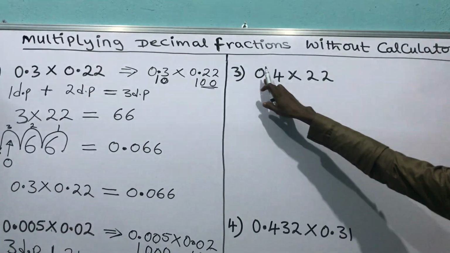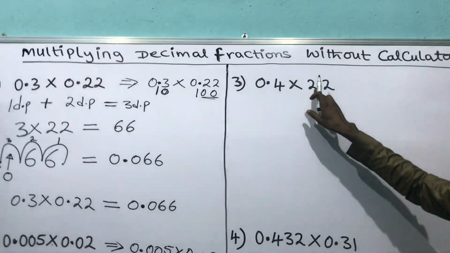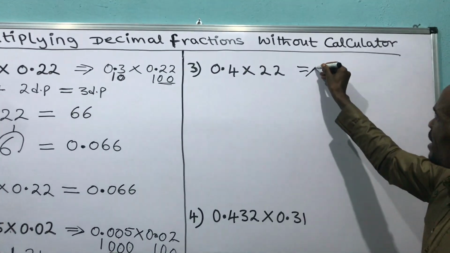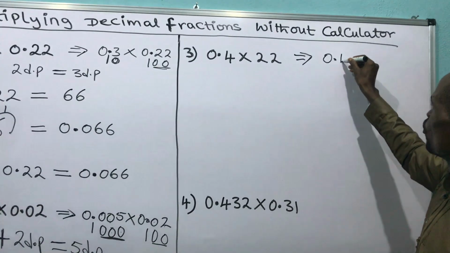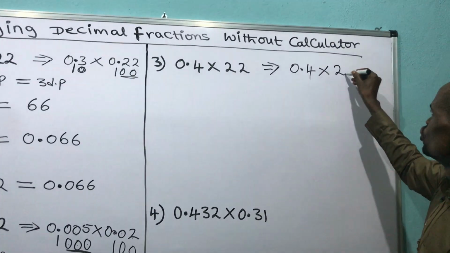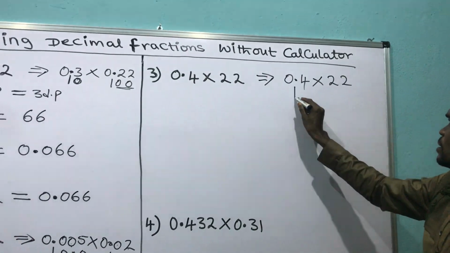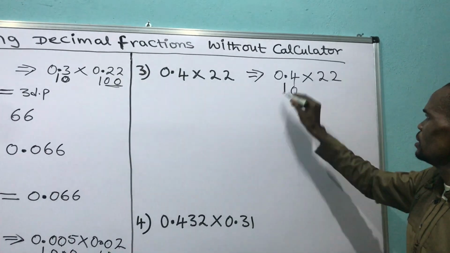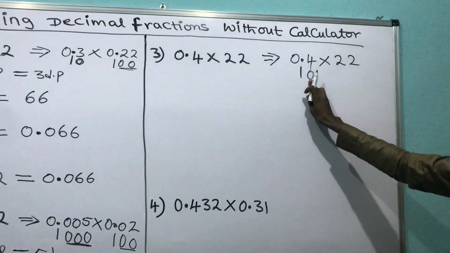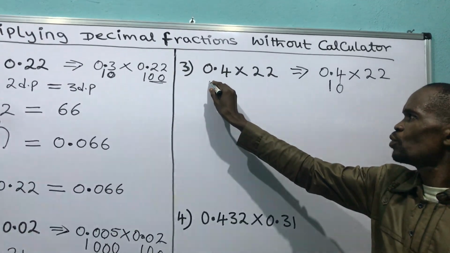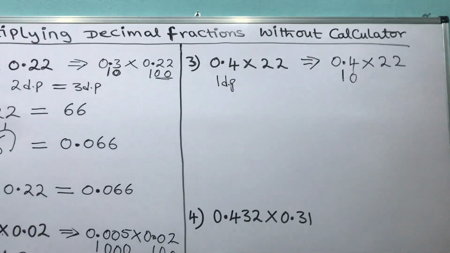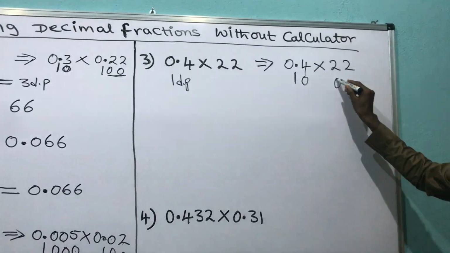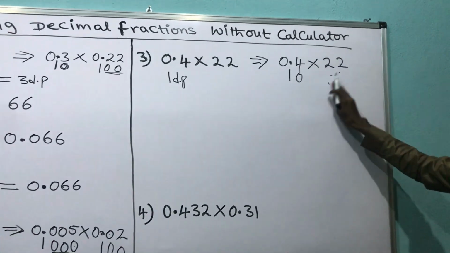Question number 3 says 0.4 times 2. And from here, this implies that 0.4 times 2. This point stands for 1. This 4 is represented by 0, meaning that this is 1 decimal place. I have 1 decimal place for this. Then coming to this, there's no decimal places here. That means 0 decimal place.